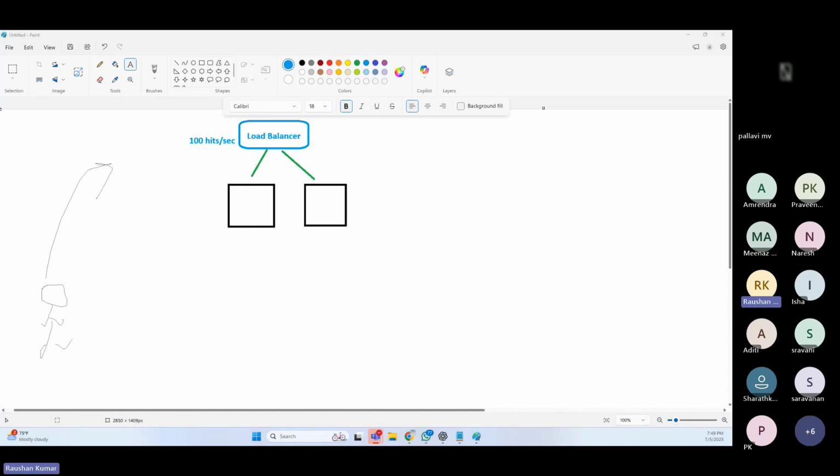So think about it. Let's say you have 100 hits per second. The hits are coming and the load balancer is distributing 50 hits per second. And let's say the servers are fully utilized, 70-80% utilized. If one server goes down, what will happen, friends? Performance will get degraded, because since one server is down, the whole load will be on the other server instance.